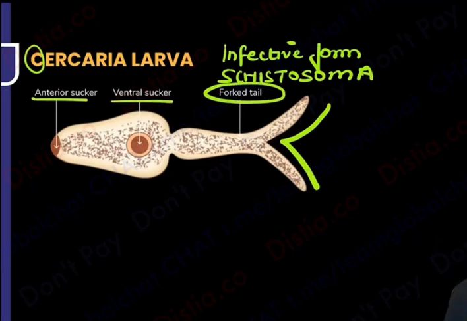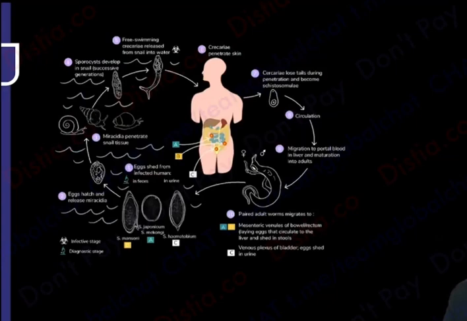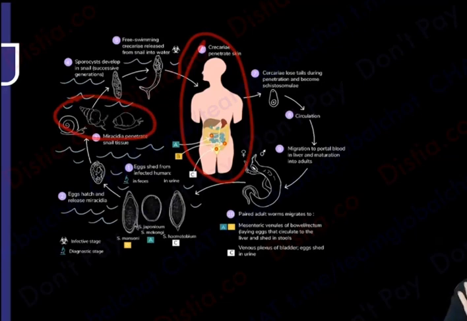Suckers to chalo sab mein hai, but this forked tail is very, very important. So now if I show you this life cycle, you will realize that firstly, how will you pick up in the exam that this is the life cycle of trematode family? Human, snail, human, snail. So here you have a human and here you have a snail. So trematode family to pakka hai.